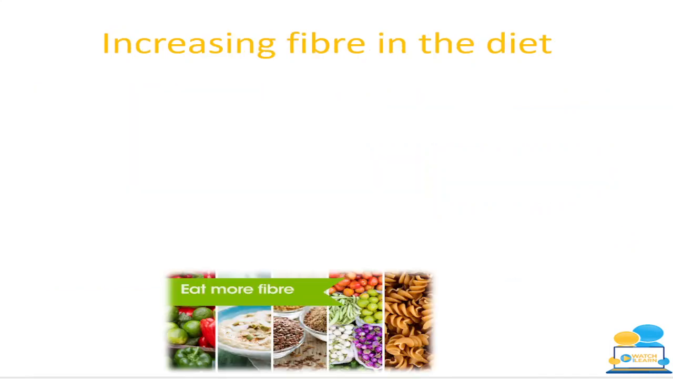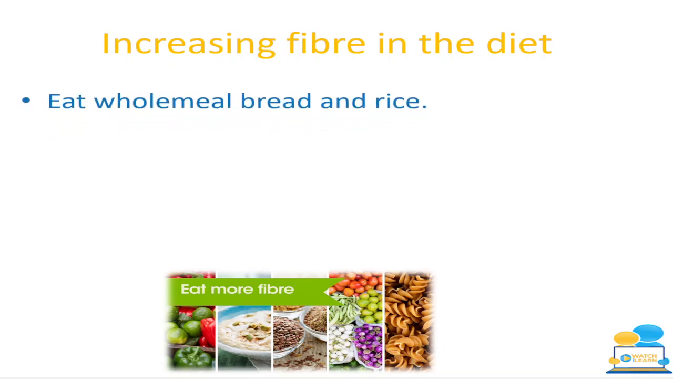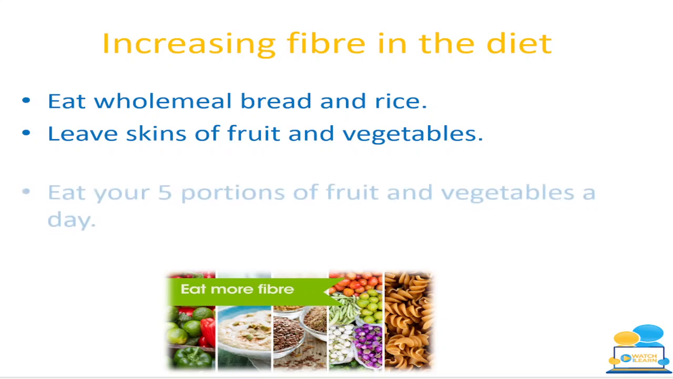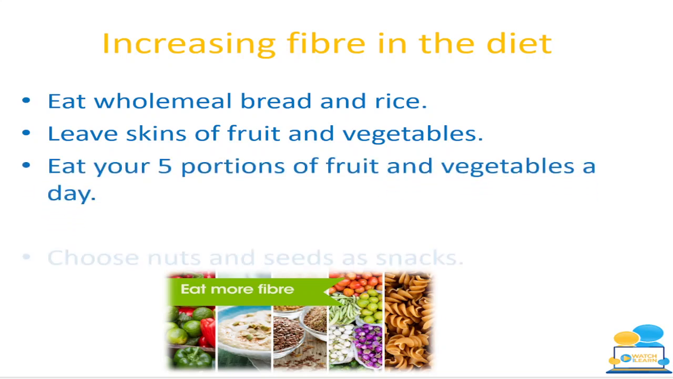Okay, so how to increase fibre in the diet. This is what's linking into the question which I'm going to show you now. You're eating wholemeal bread and rice, leaving skins on fruit and veg. We're particularly bad from a young age removing the skins off apples when we actually don't need to do that at all. Eat your 5 portions of fruit and veg a day.